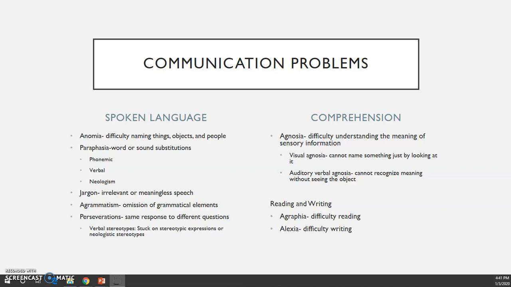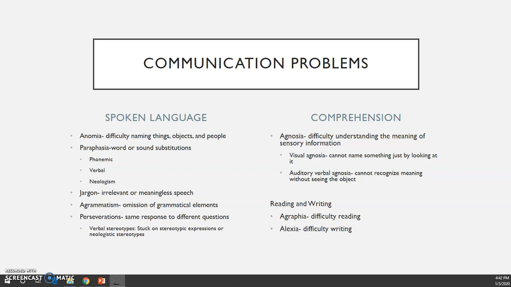They could also have jargon, which is related to neologisms, but it doesn't have to be a neologism. So it's irrelevant or meaningless speech, meaning that they are creating new words that are neologisms and using them in sentences, or they're producing completely nonsensical sentences.